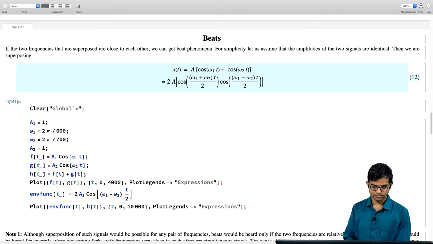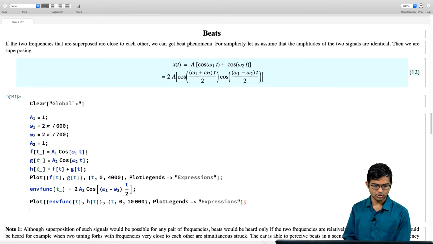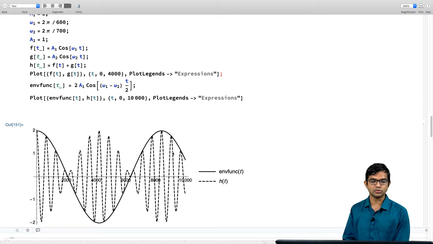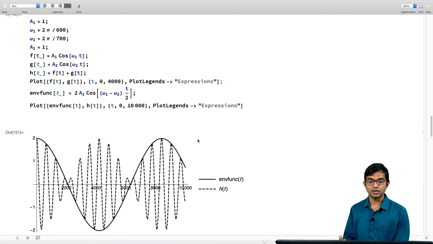And then I'm going to plot on the same graph the envelope and the superposition. So you see that beat phenomena involves increase in amplitude and decrease in amplitude, but this overall envelope is given by a much smaller frequency curve. That's the curve that is perceived by the ear, right? So oftentimes we have heard beats with sounds, right?